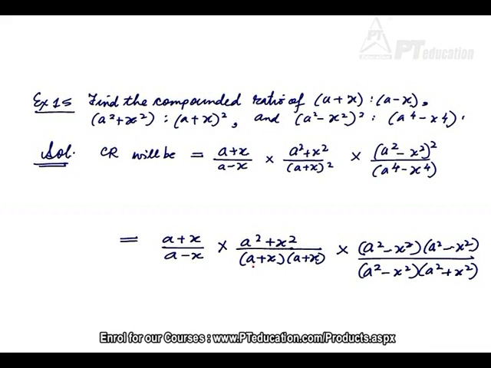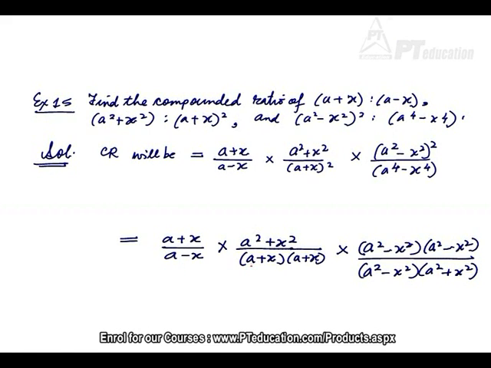Let us see the solution. The compounded ratio will be, as we can see in the notepad, (a plus x) upon (a minus x) into (a square plus x square) upon (a plus x) whole square into (a square minus x square) whole square upon (a fourth minus x fourth).